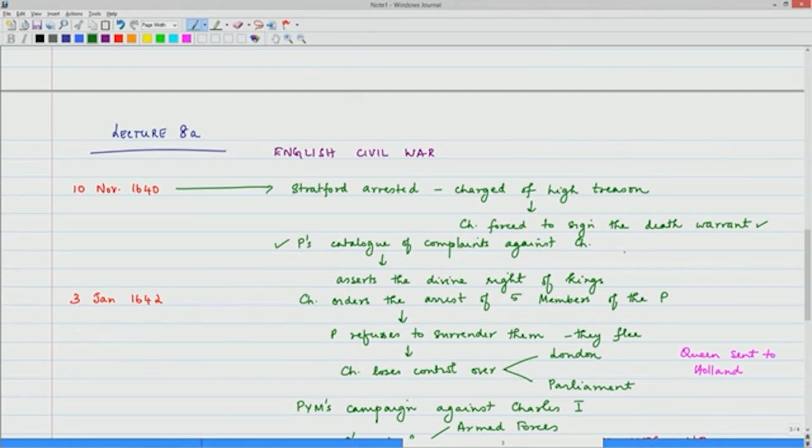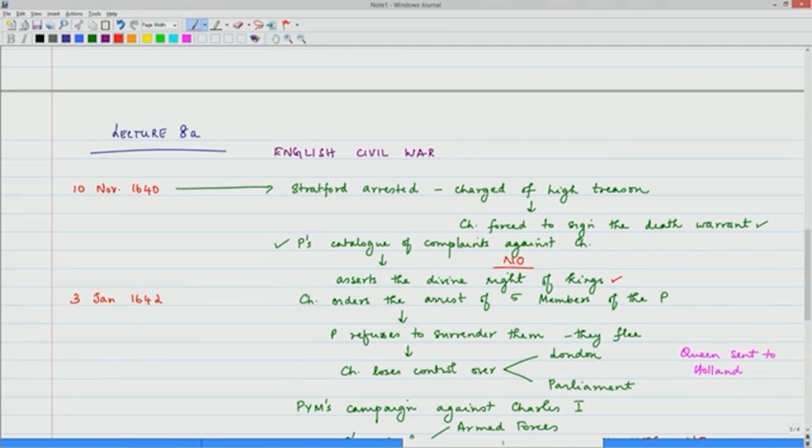And soon after that, the Parliament also presents a catalogue of complaints against the King, Charles I, and Charles is in no mood to listen to any of those things. We find him saying an emphatic no to any of the negotiations or any of the proposals that the Parliament was putting forward. He continues to assert the divine right of kings, and we also find him being quite arrogant, even to the point of foolishness, in believing in the divine right and also in absolutist monarchy.